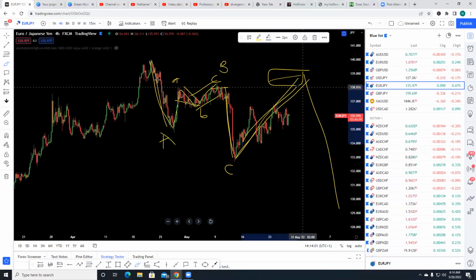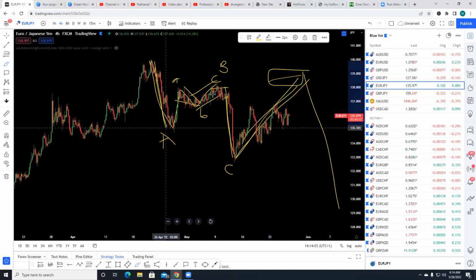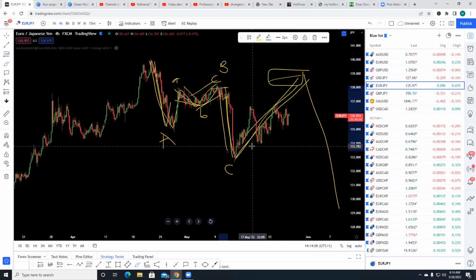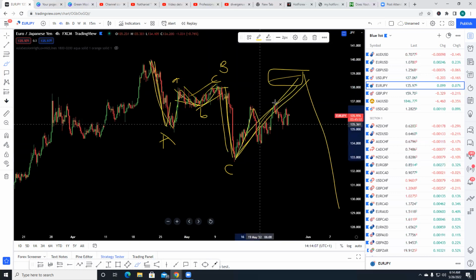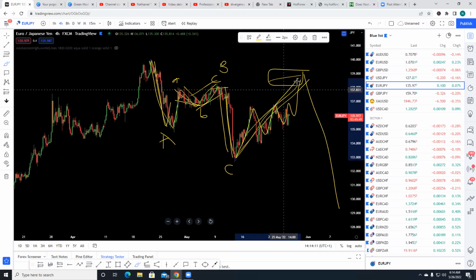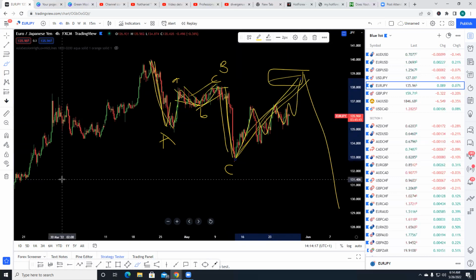You can see this W is very fast down, corrective structure, fast down. But you can see this X, very corrective. It struggles to get to the target. That is the characteristic of wave X of a WXY structure.